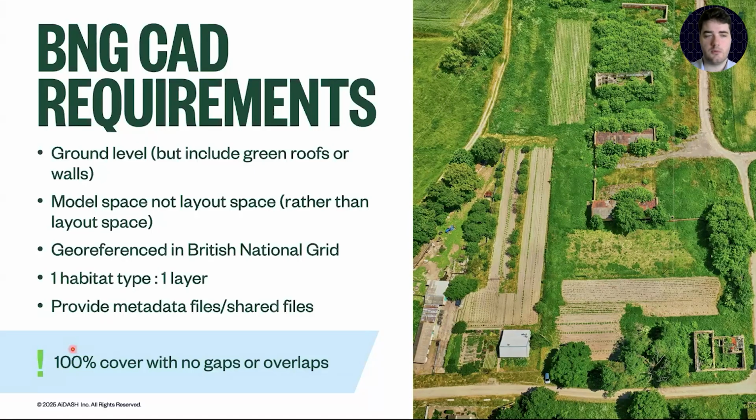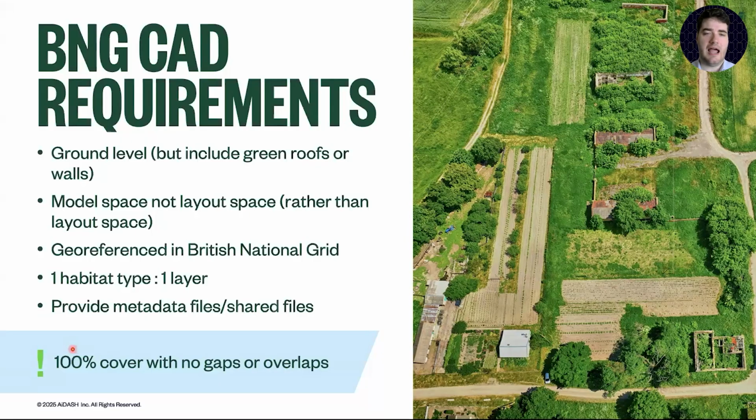And generally, we want to create a plan that has 100% of the red line boundary covered in something, and there's no gaps in that. Even very, very small gaps can create big issues. Or overlapping polygons, where the ecologist has to decide what was the intention of this design. We don't want to be doing that really. We want to make it really clear what the intention was.